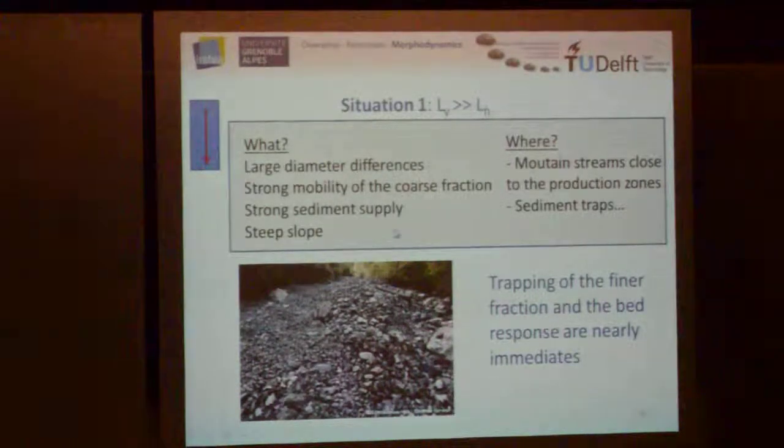So we talk here about mountain streams close to the production zone or in sediment traps, where we have a large difference in grain diameter between the coarse and the fine. We have a strong mobility of the coarse fraction and a strong sediment supply, and of course steep slopes.